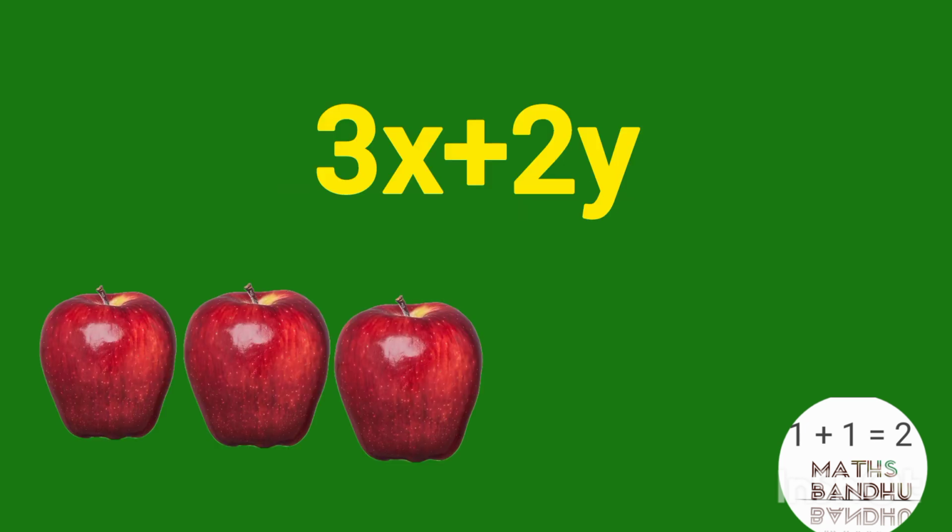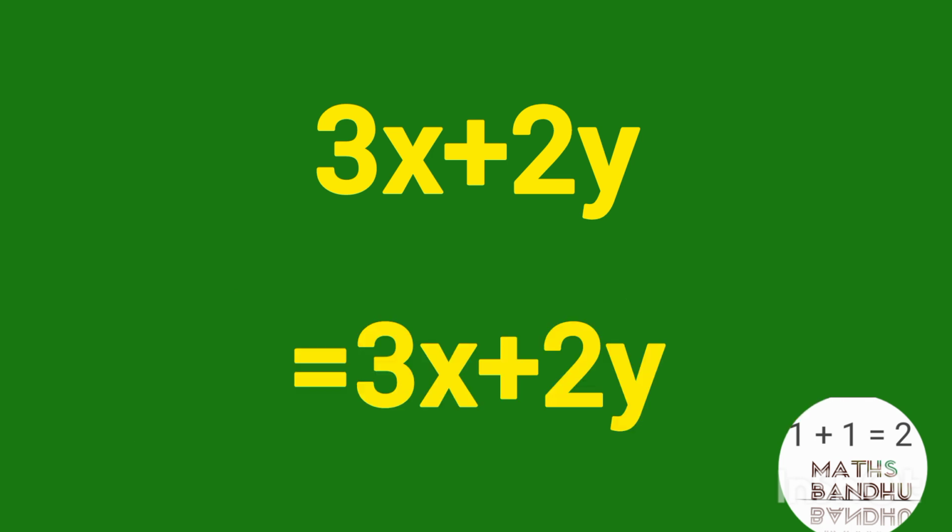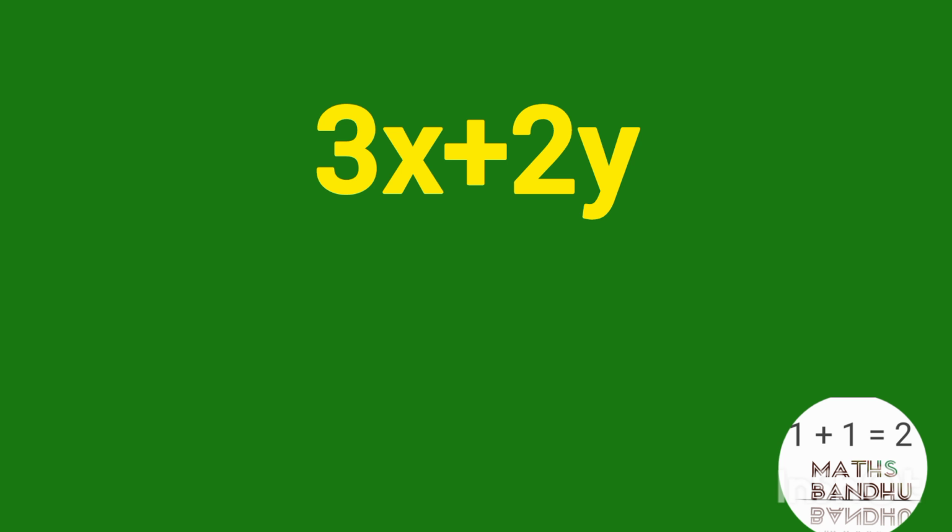Now 3x plus 2y means 3 apples plus 2 oranges. Now here you cannot mix apples and oranges and get 1 fruit. So you will rewrite it as it is. 3x plus 2y. Wherever you have 2 or more than 2 fruits, it's said to be unlike terms.